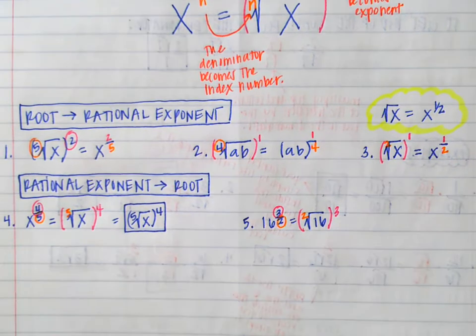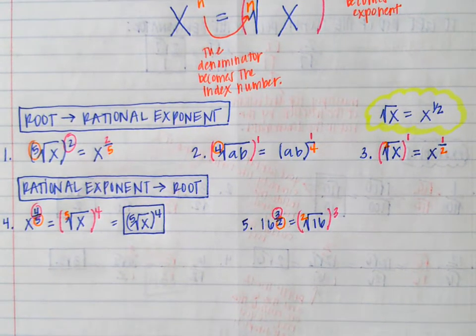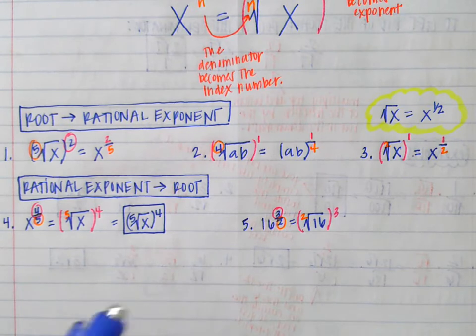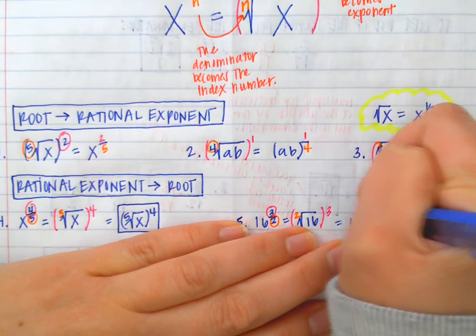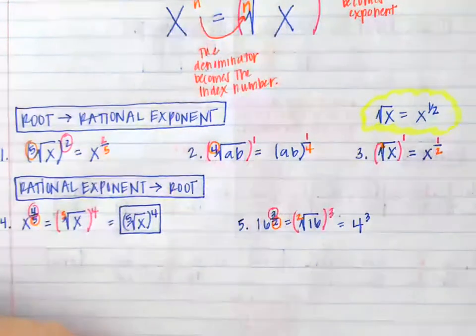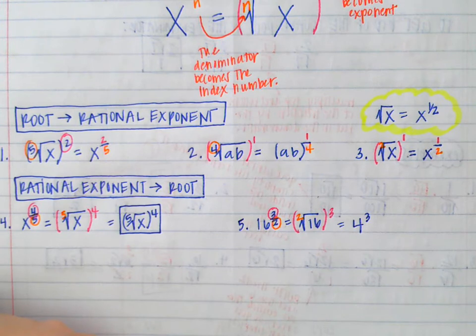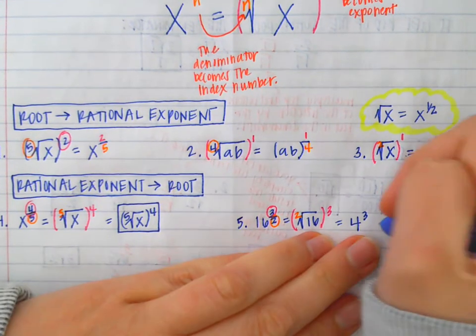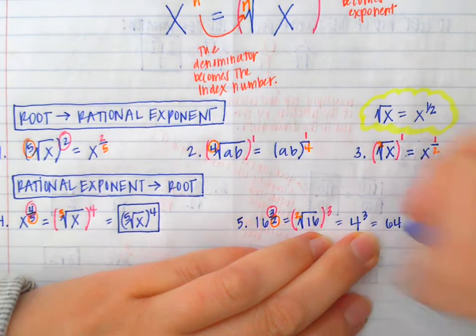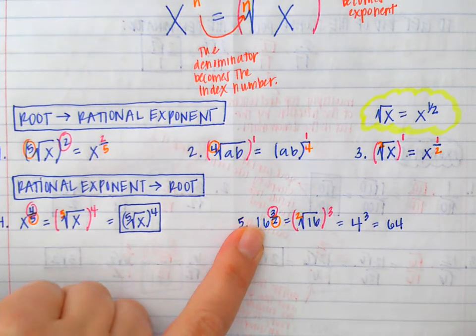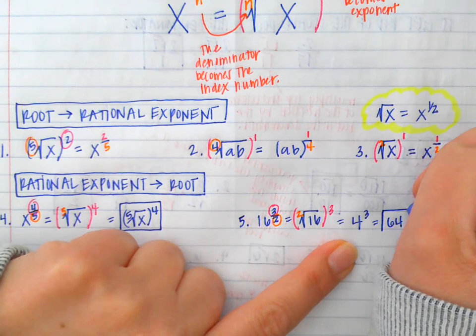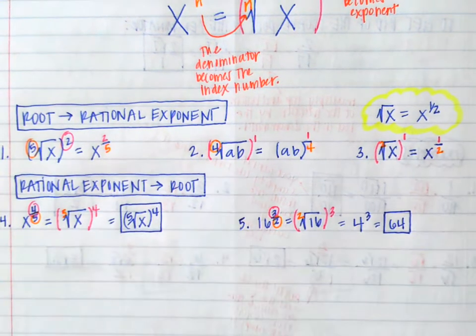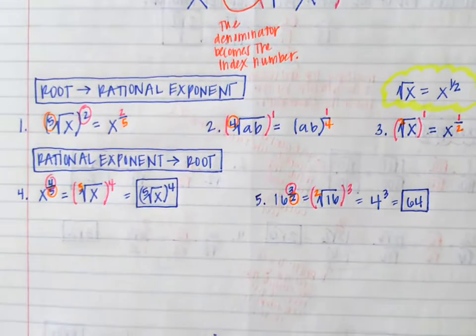Now with numbers, we can take it a step further. What is the square root of 16? The square root of 16 is 4. And then I can cube that. Well, what's 4 cubed? That's 4 times 4 times 4. That gets me 64. So 16 raised to the 3/2 power is the same as 64. Okay, let's try another one.